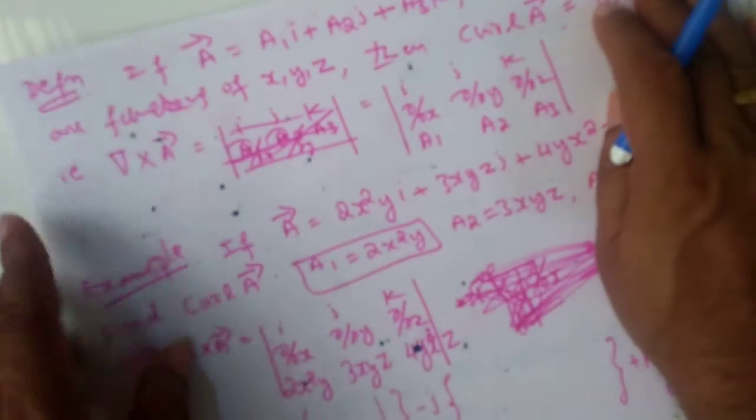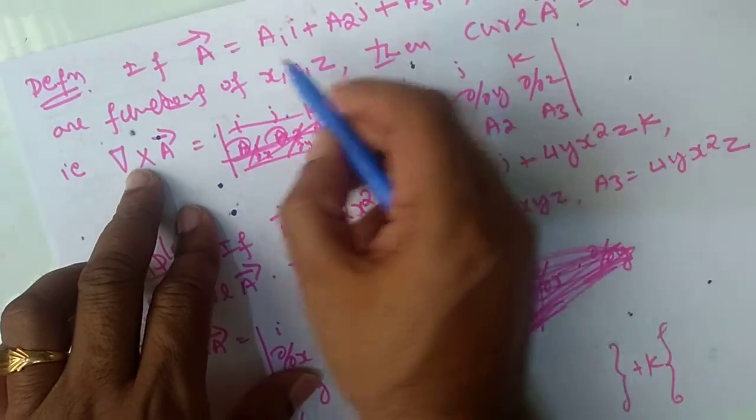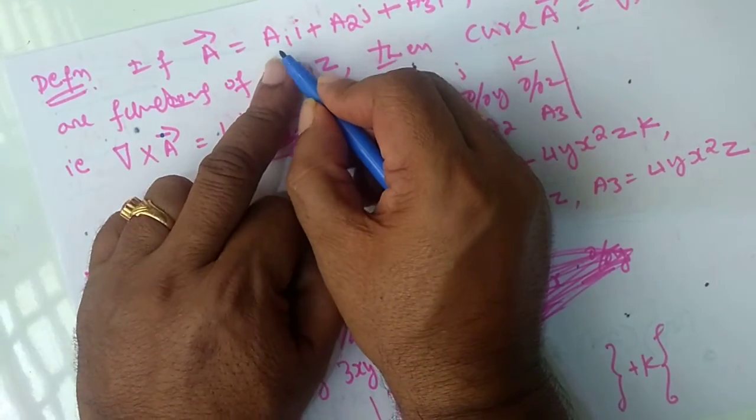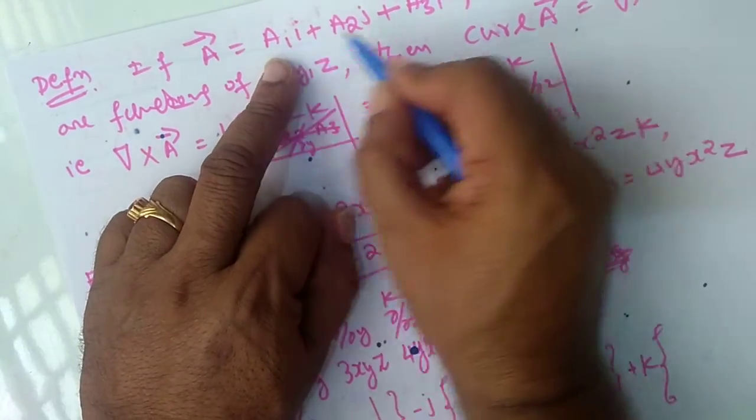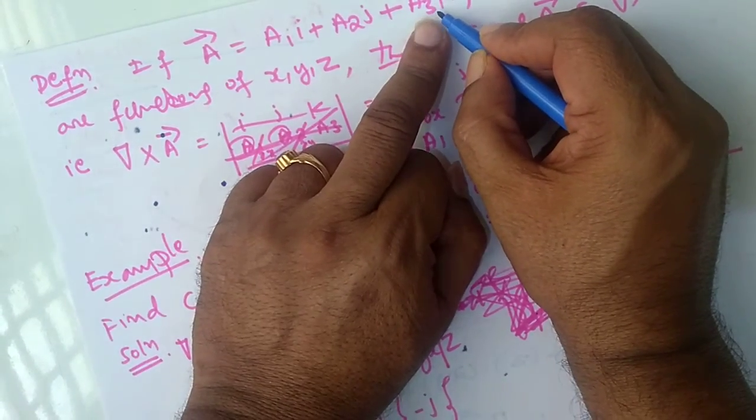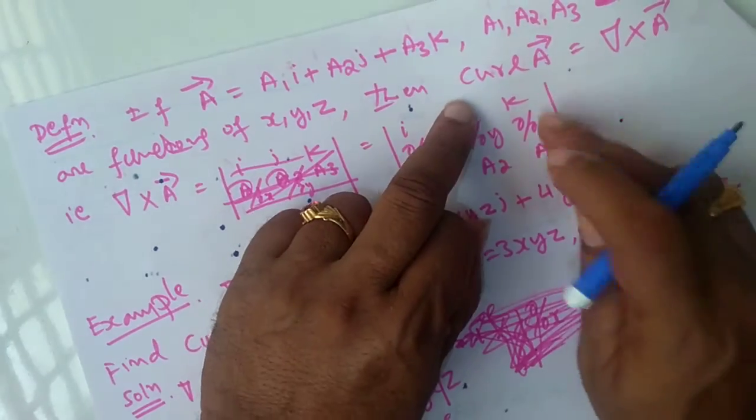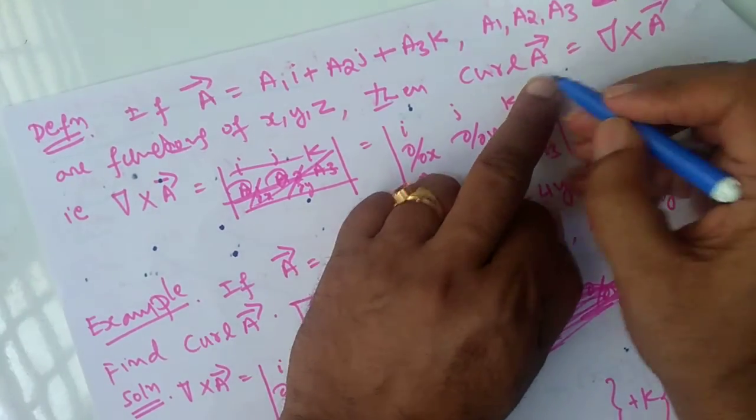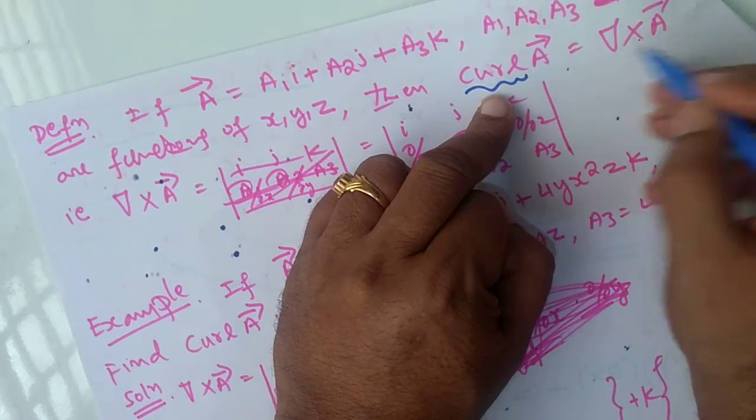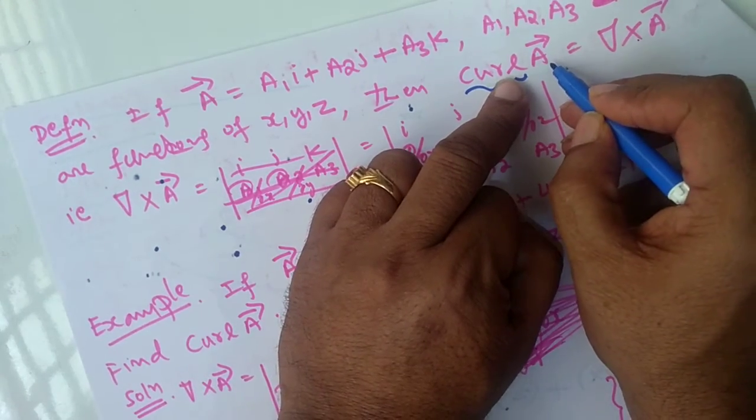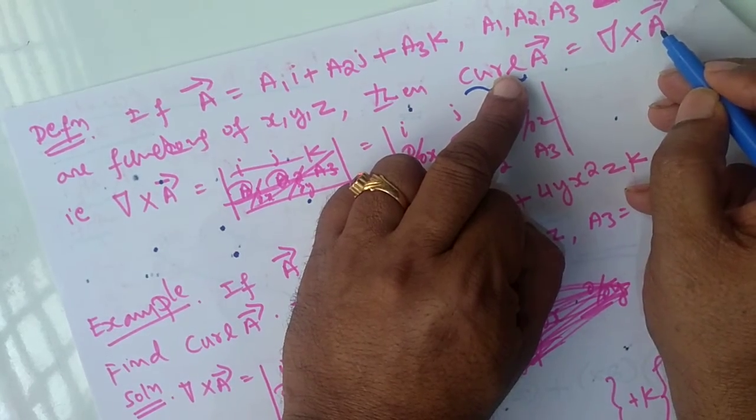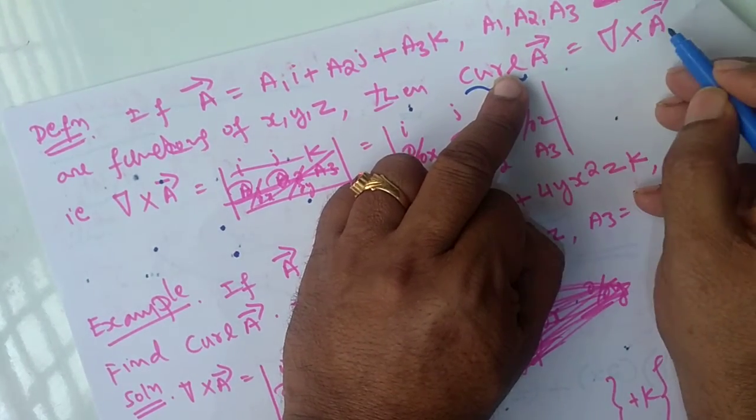Similarly, if A is equal to A1 i plus A2 j plus A3 k, where A1, A2, A3 are functions of x, y, z. That means the coefficient of i is an expression in x, y, z. Coefficient of j is an expression in x, y, z. Coefficient of k is an expression in x, y, z. Then curl A. For curl, observe, you are using del cross A. Suppose curl P is there, del cross P. Curl S is there, del cross S.